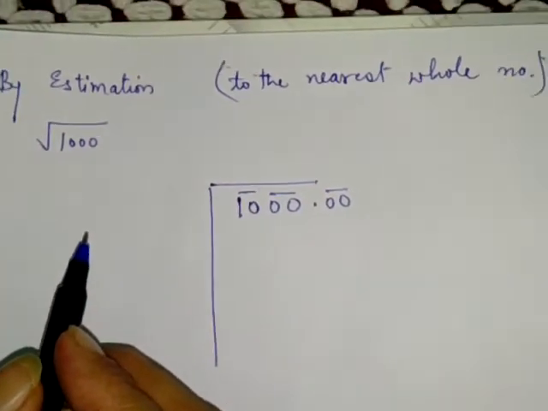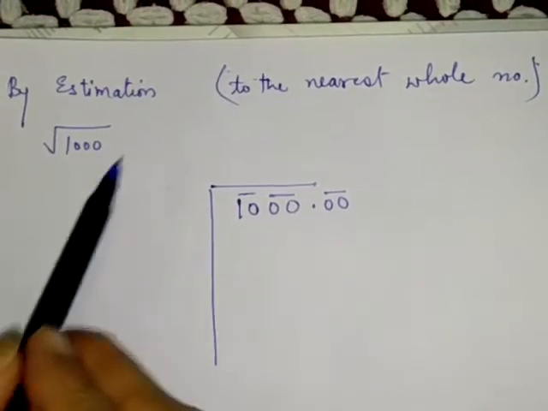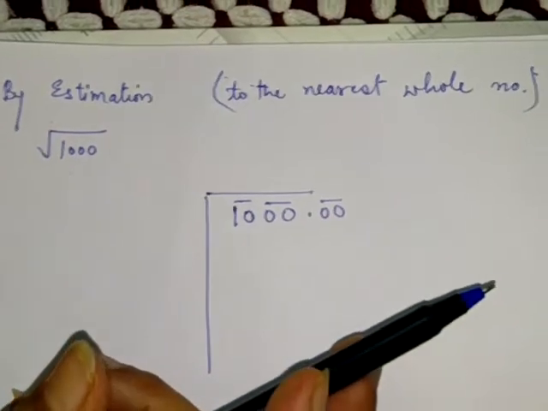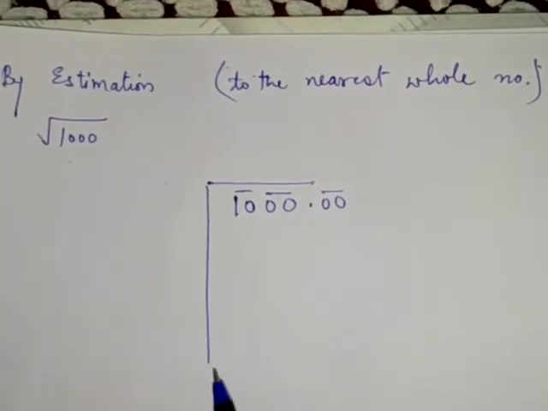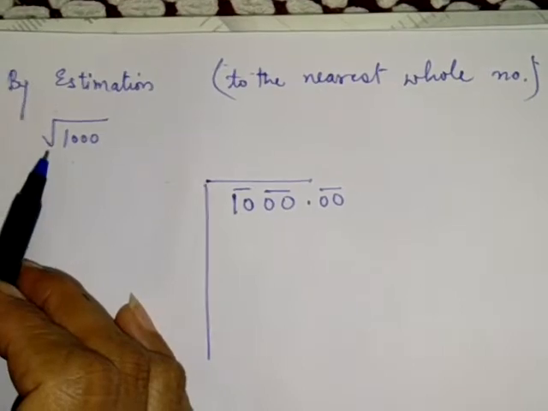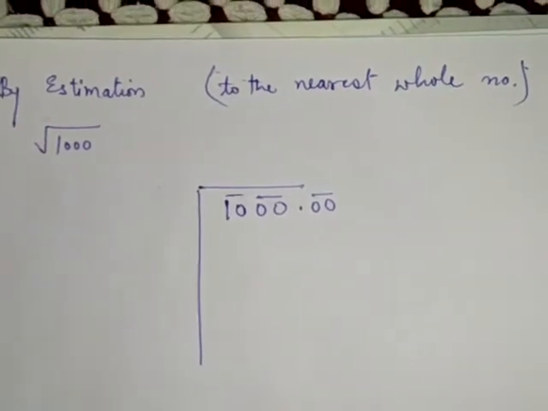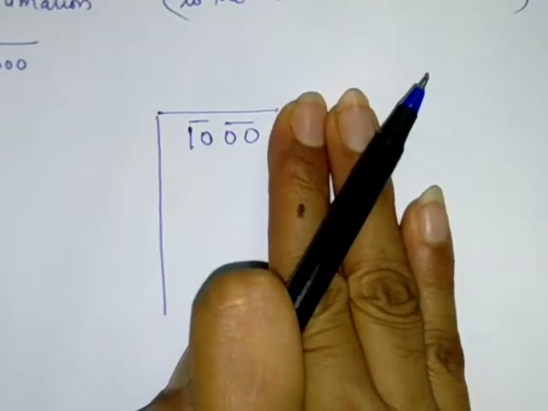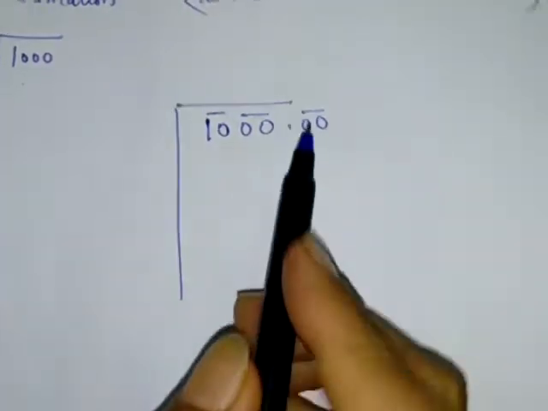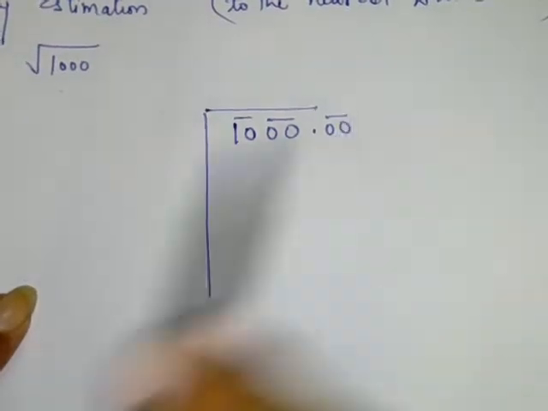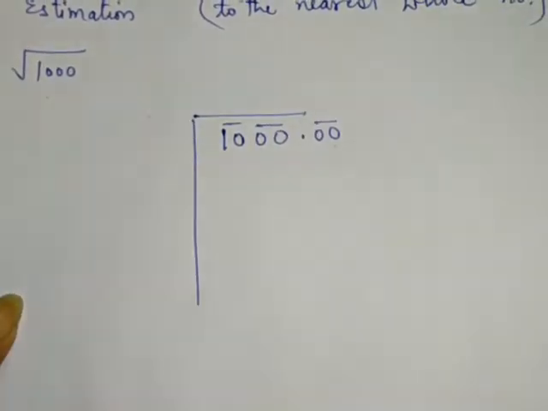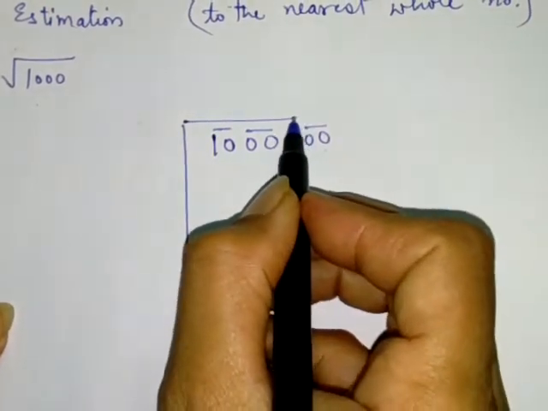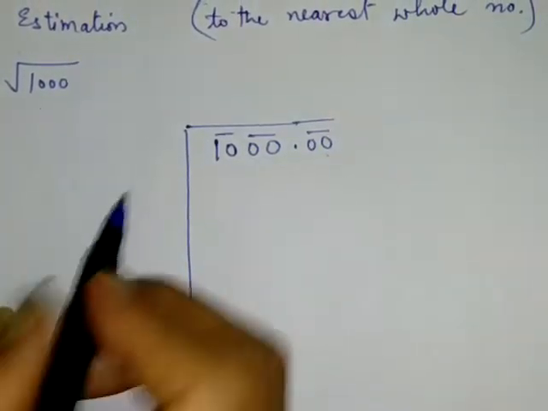The last topic of this chapter is to find out the square root of 1000 to the nearest whole number. It means by estimation, by approximation, I have to find out the closest square root of this. So I have made the pairs of 1000 first. This is the pair of 1000 and I have put a decimal and one pair of zeros I have written. Decimal के बाद तो जितनी zeros चाहिए I can add. So only one pair I have written here. Find out the square root by division method.